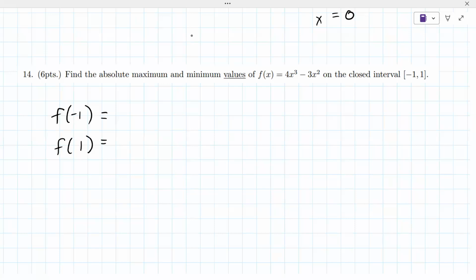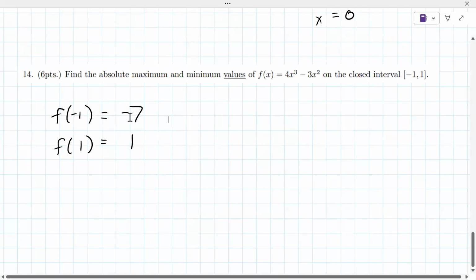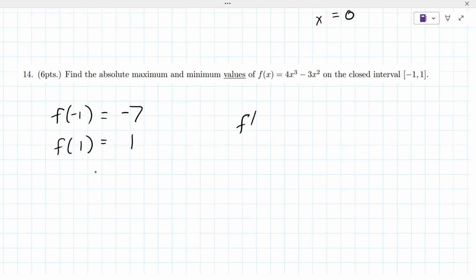For the negative one, it's -7. And then for 1, it's 1. Okay. So right now it looks like the -7 is the min and the 1 is the max, but you next have to find the derivative and set the derivative equal to 0. 12x squared minus 6x equals 0.